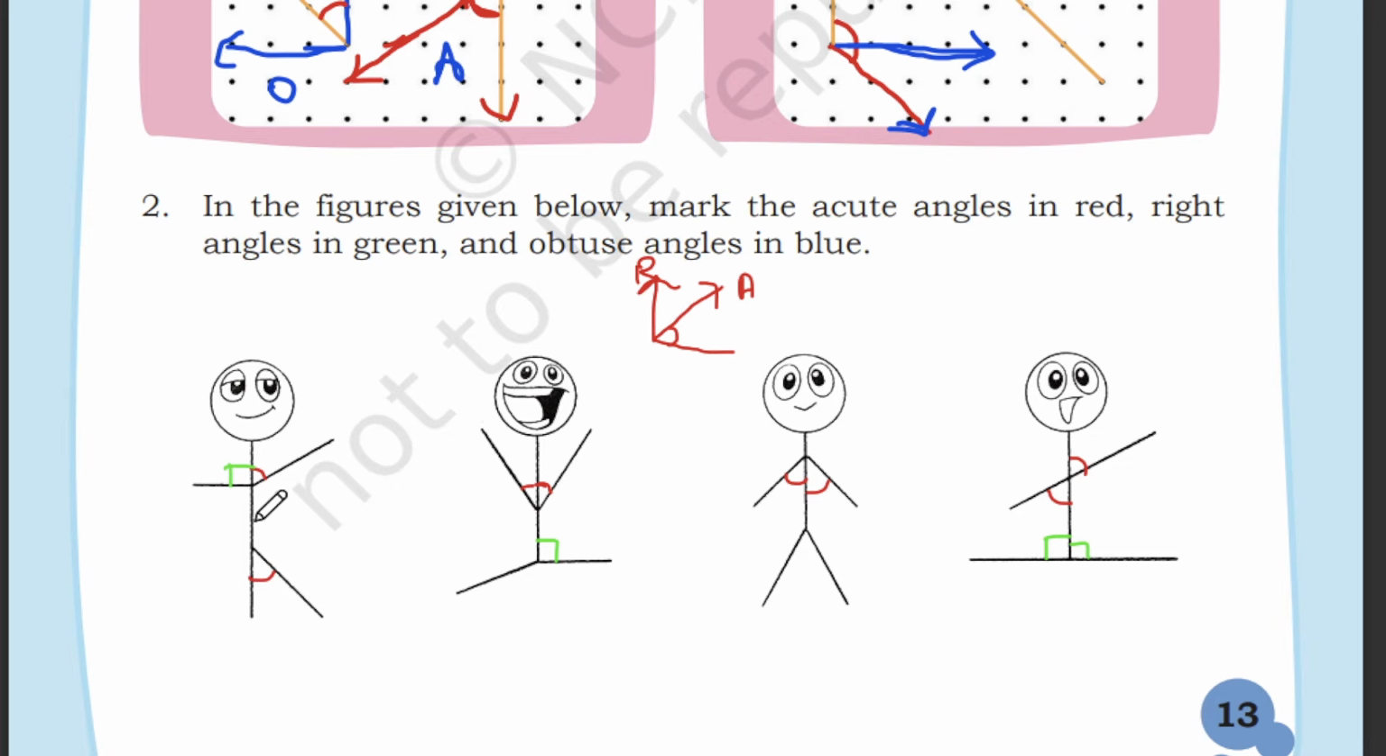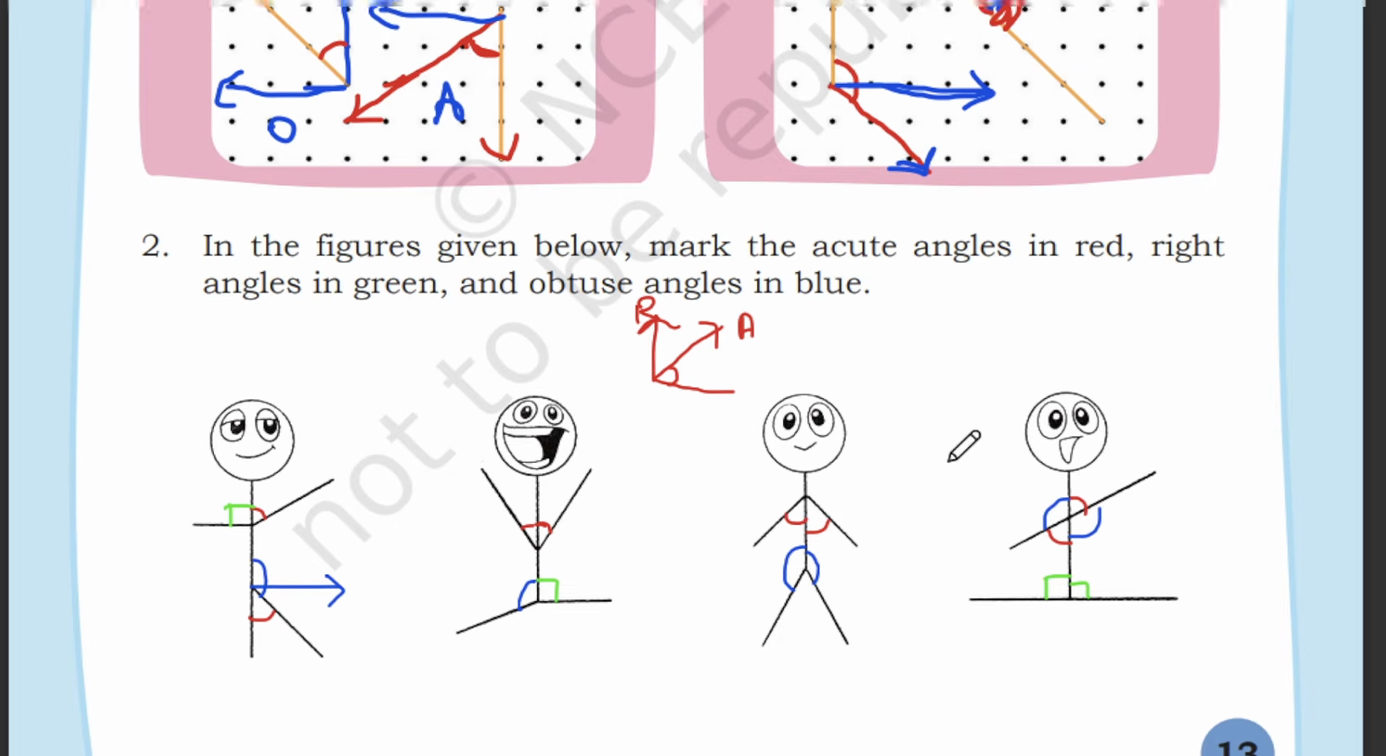So here this one, it's an obtuse angle. So this is a right angle, and this one is greater than a right angle. So this is an obtuse angle. Again this one we have an obtuse angle. And here we have two obtuse angles, this one and this one. And here this place, greater one. So this one, this one. Okay, these are obtuse angles.